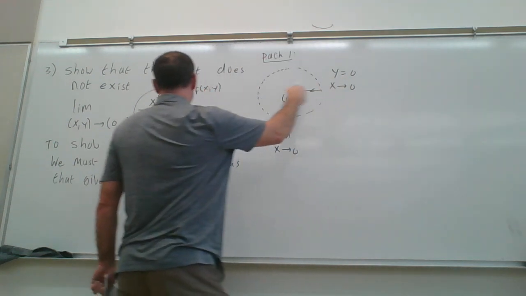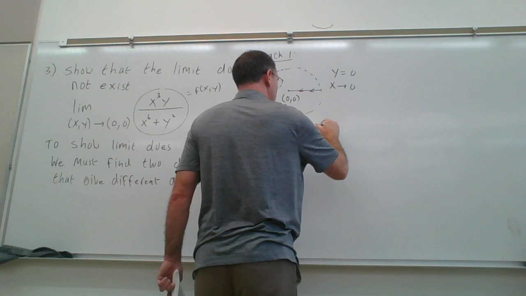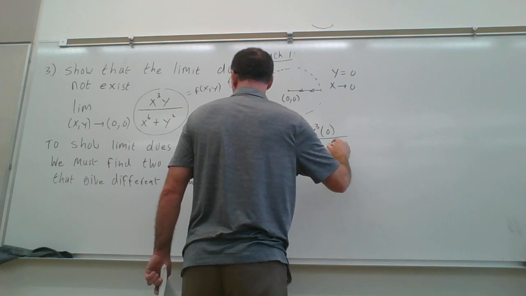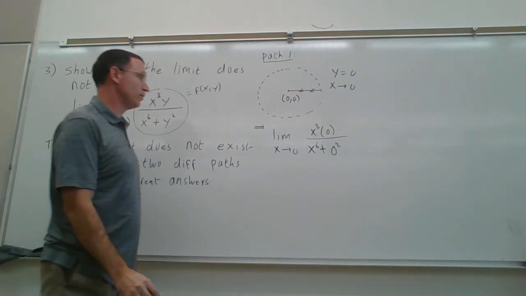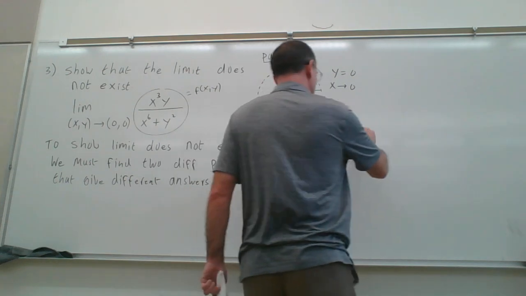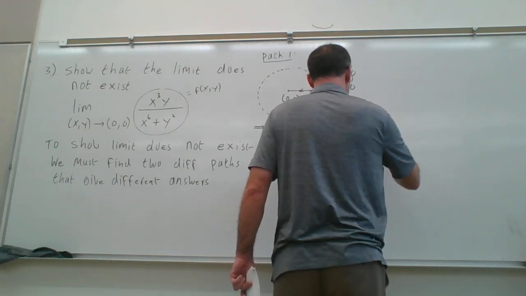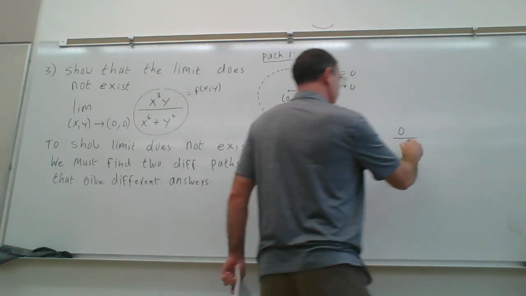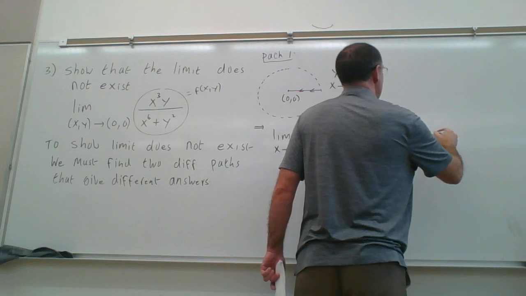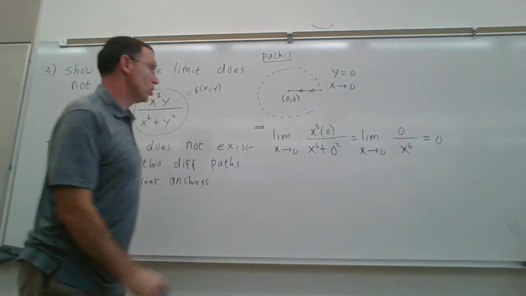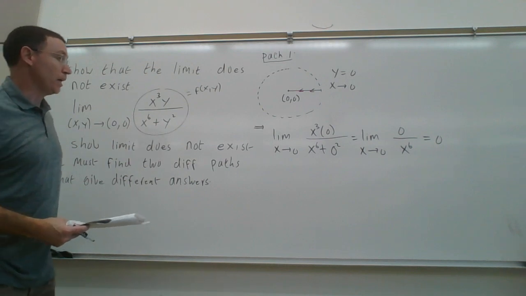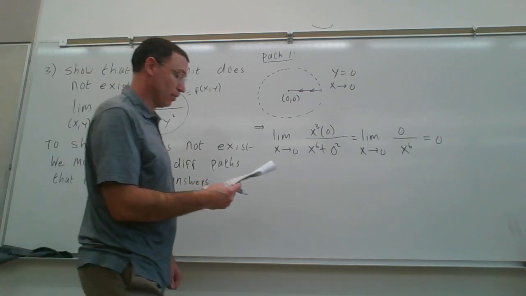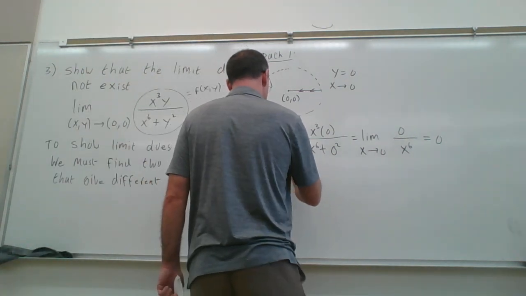would be, so you're going to put 0 in place of y, so x cubed times 0 over x to the 6th plus 0 squared. So the top is 0, so as x goes to 0, it's 0 over x to the 6th, and that limit is 0. So coming along path 1, we got 0 as our limit. So let's try to find a different path where we get a different answer. So we could try, say, path 2.